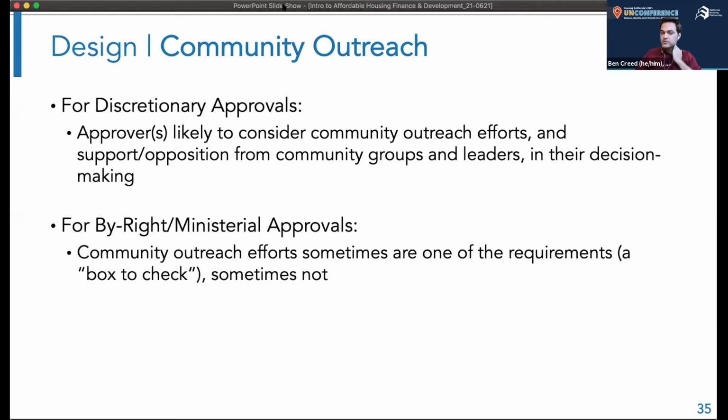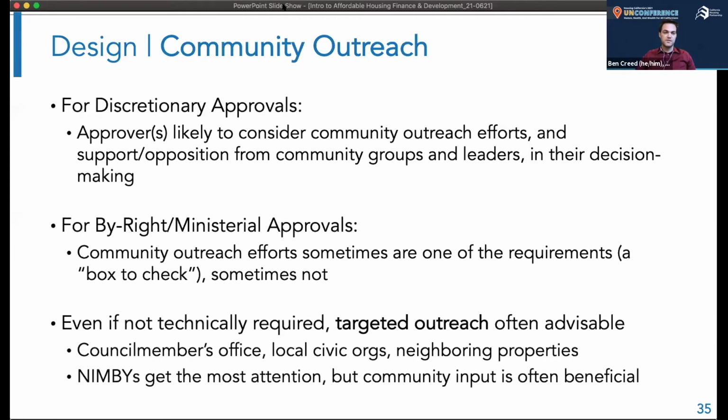For a by right approval or a ministerial approval, remember, where you just have to meet the requirements and your project will be approved, sometimes one of those requirements is community outreach. You may have to demonstrate or document presentations to local meetings of local residents, but sometimes not. Sometimes there's not an explicit requirement for community outreach as part of the process for getting a by right or ministerial approval. But even in those cases when it's not technically required, very often some amount of targeted or strategic outreach is still a good idea.